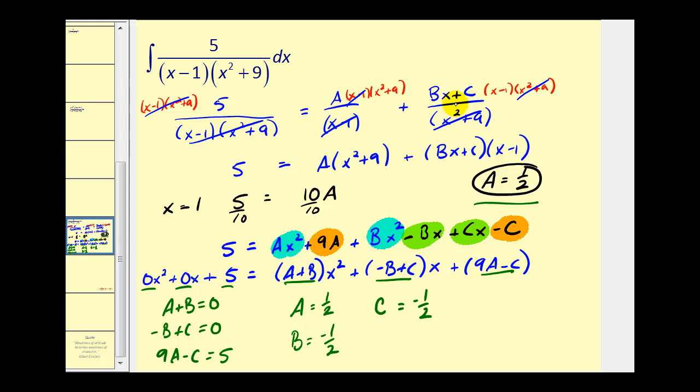So way back up here in blue, we can rewrite this integral now as the sum of these two fractions based upon the values of A, B, and C. Let's go ahead and do that on the next screen.